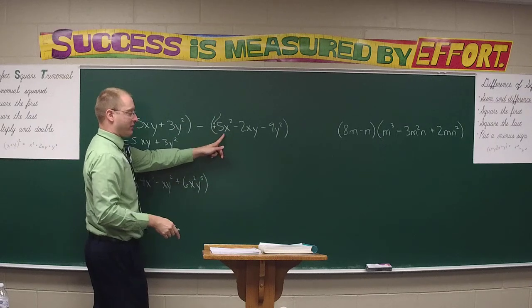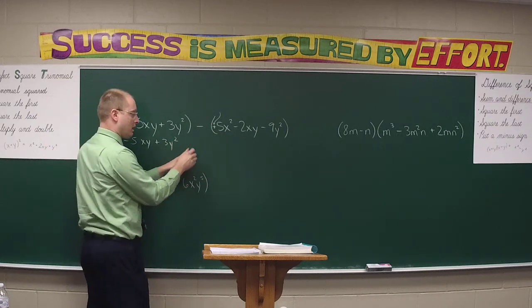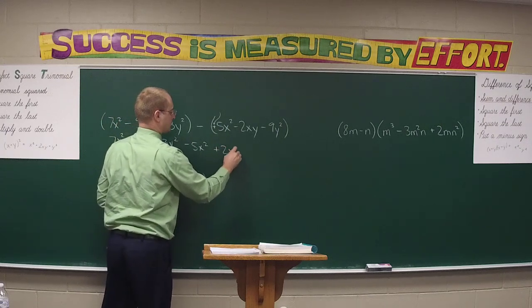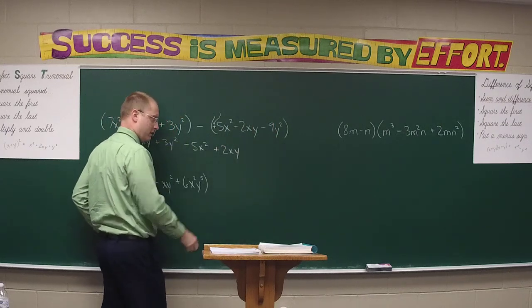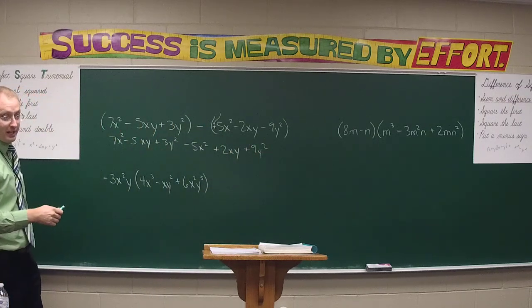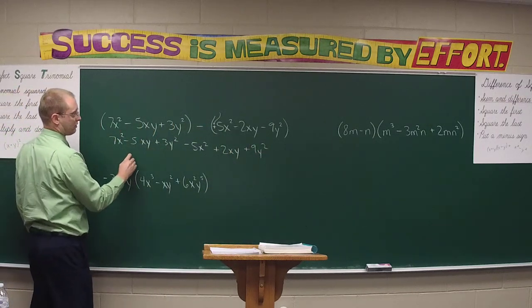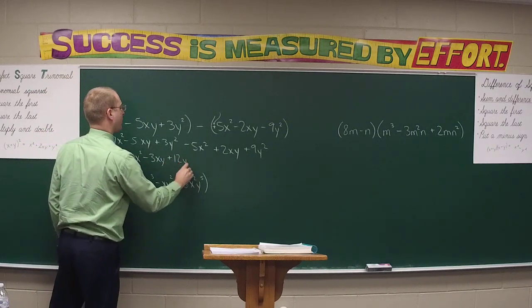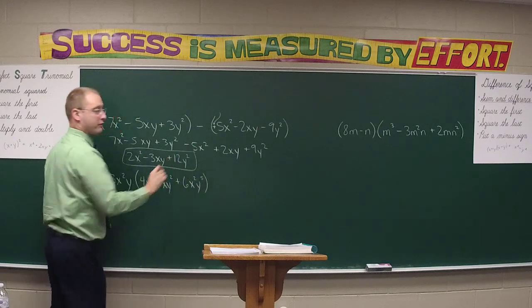So instead of a positive 5x squared, class, I copy a negative 5x squared. Instead of a negative 2xy, and instead of a negative 9y squared, and then we combine our like terms together to get what answer, Michael? 2x squared minus 3xy plus 12y squared. There we go. How many had the same answer as Michael on the first one?